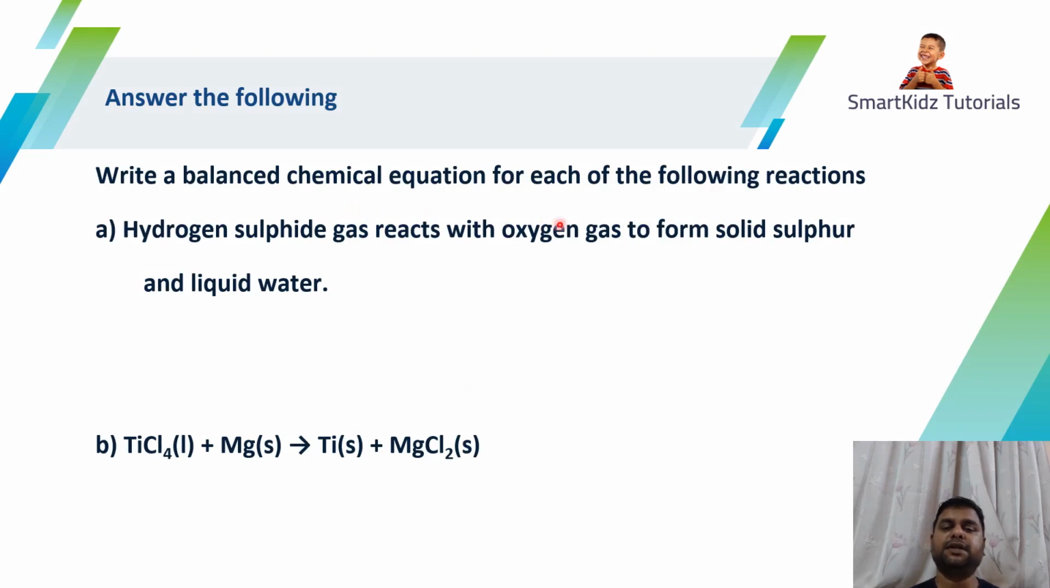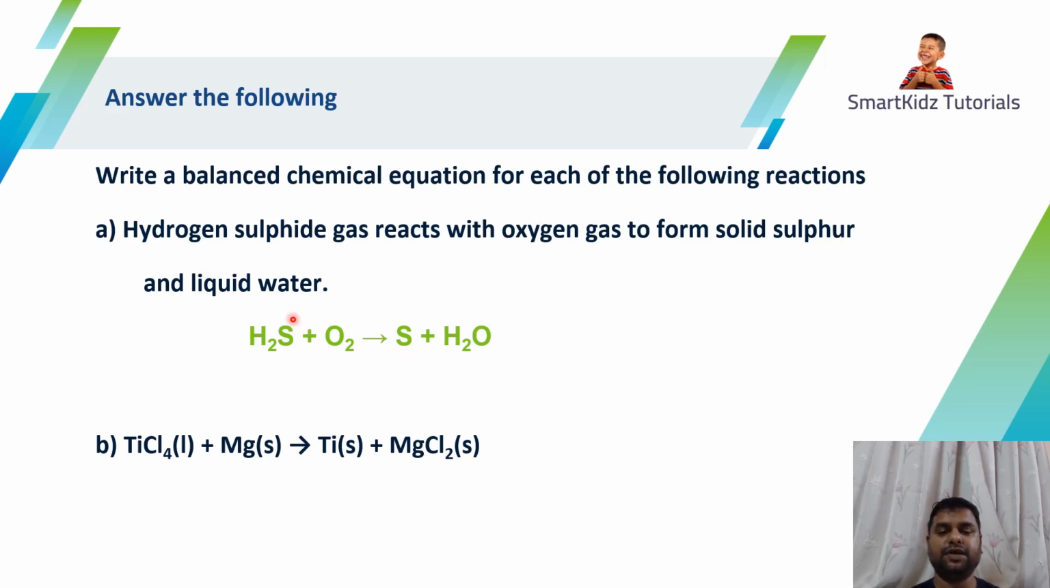Write a balanced chemical equation for each of the following reactions, and 2 of them are given over here. One is given in words, the other one is straightforward, you just need to balance them. So here you'll have to write down in terms of these symbols and balance them. First we'll do that. It says hydrogen sulfide gas reacts with oxygen gas to form solid sulfur and liquid water. So here you go. This is not balanced. This is as per what is given over here. Hydrogen sulfide gas reacts with oxygen gas to form solid sulfur and liquid water.